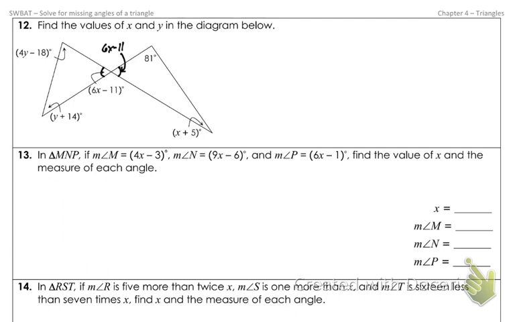I'm going to say, okay, all of these angles must add up to 180 degrees. So I'm going to go ahead and go, okay, that must mean that 6x minus 11 plus that x plus 5 plus that 81 has to equal 180 degrees. Now I'm going to let you do the algebra on it, but does that make sense how I came up with this equation? Yes. Okay, so we solved that. We end up with x equaling 15.